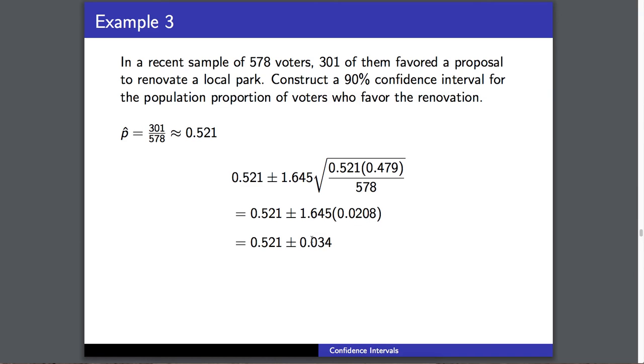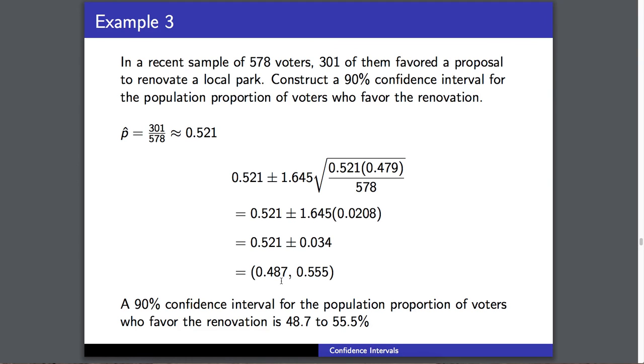This is exactly what we're talking about here with margin of error, which again is influenced by such things as sample size and the confidence level here. So in this case, 90% confidence level. So adding and subtracting that 3.4% to our 52.1%, we get about 0.487 to 0.555. So we have a 90% confidence interval for the population proportion of voters who favor the renovation between 48.7 to 55.5%.